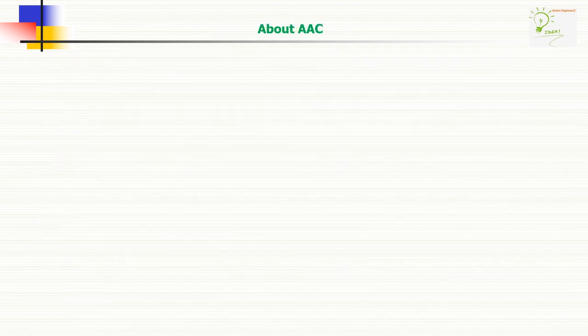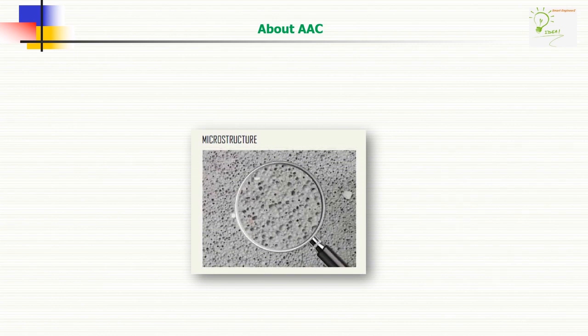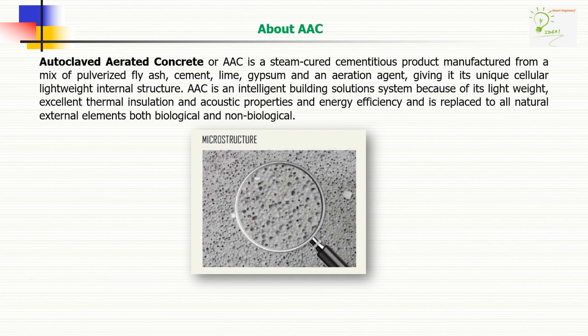About AAC, you can see the microstructure here. Autoclaved aerated concrete or AAC is a steam-cured cementitious product manufactured from a mix of pulverized fly ash, cement, lime, gypsum, and an aeration agent, giving it its unique cellular lightweight internal structure.